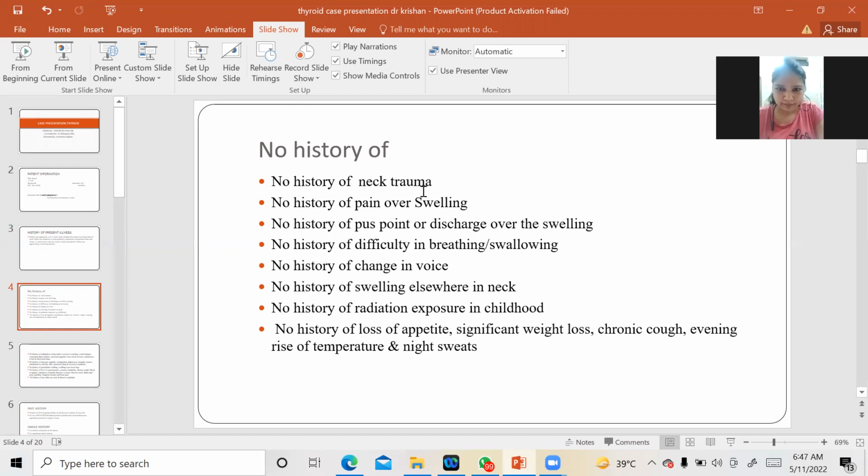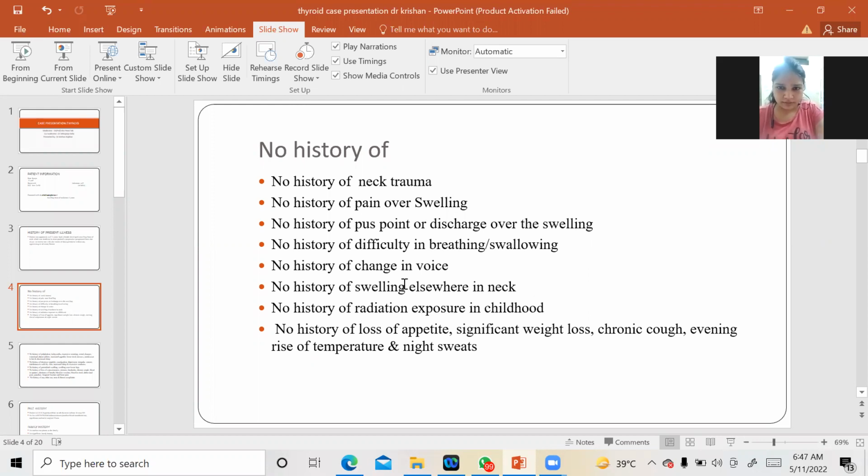So generally, in cases of trauma, we have hematoma. So we have ruled out that there is hematoma. In pain over the swelling, we have ruled out abscess. So everything we have ruled out by asking a negative history.